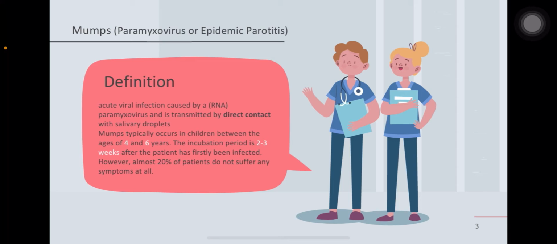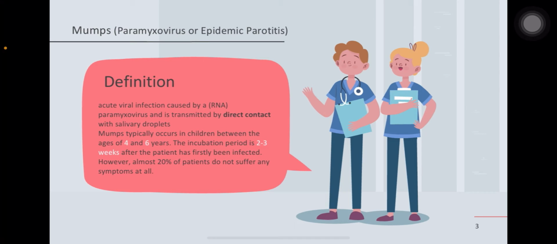Starting with mumps, or paramyxovirus, or epidemic parotitis. It's an acute viral infection that is caused by the RNA paramyxovirus and transmitted by direct contact with salivary droplets. Mumps typically occurs in children between the ages of 4 and 6, and it takes about 2 to 3 weeks of incubation period since the patient has first been infected.